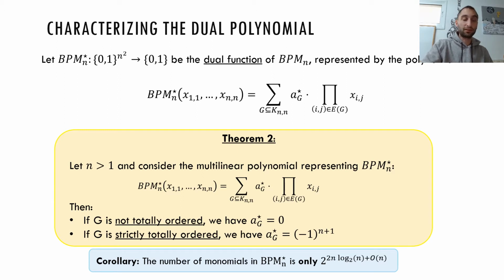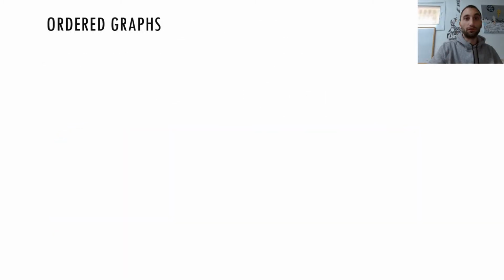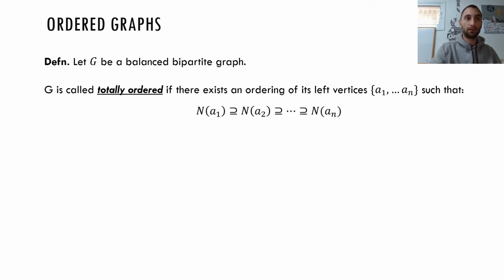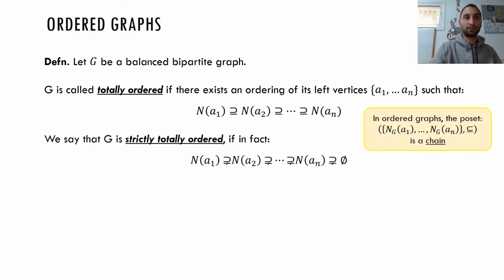We note that the complete characterization of BPM star was originally left as an open problem, but has since been resolved in a follow-up paper. Okay, so what exactly are ordered graphs? We say that a balanced bipartite graph is totally ordered if its left vertices can be arranged such that the neighbor sets form a chain with respect to the subset relation. We also say that the graph is strictly totally ordered if all of these above containments are strict, including the last one. While it might not seem so, these definitions are in fact symmetrical. That is, you could equivalently arrange the right vertices instead.